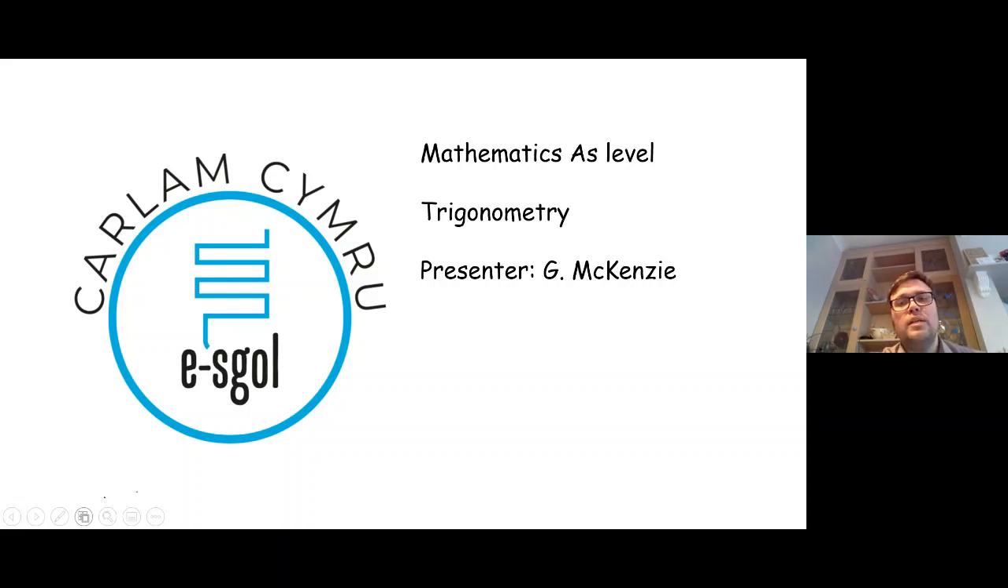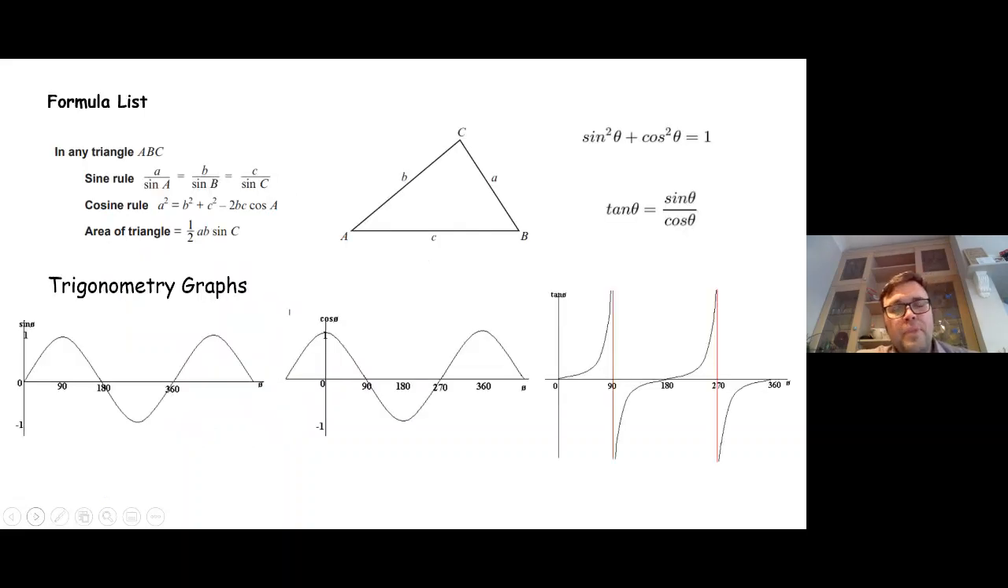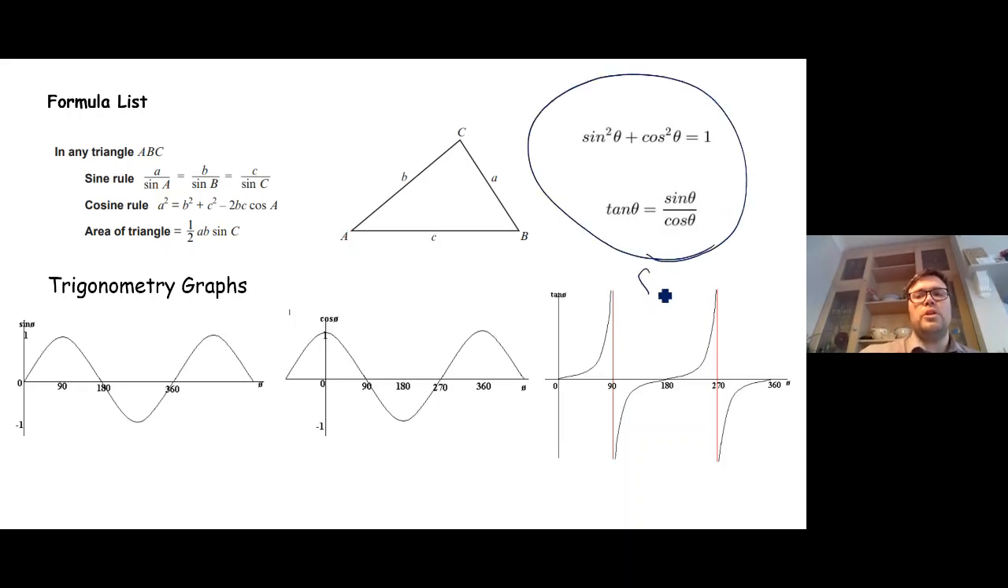So over the course of the next 4 weeks, I'm going to be taking different parts of the AS level, and today we're going to go through trigonometry. If I draw your attention to this page, this here is the only thing which is new to you. So you've been given the area of a triangle, the cosine rule, the sine rule, and also the trigonometric graphs. So the sine, cos, and tan. Over here, we've got sine squared plus cos squared is equal to 1, and then tan theta is equal to sine theta over cos theta.